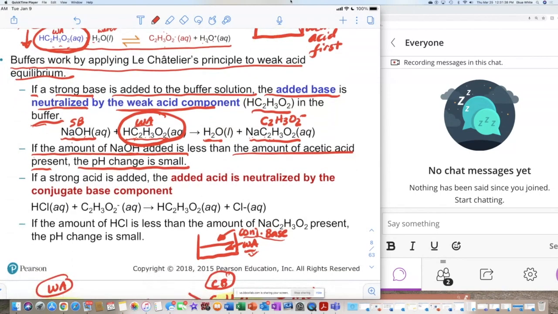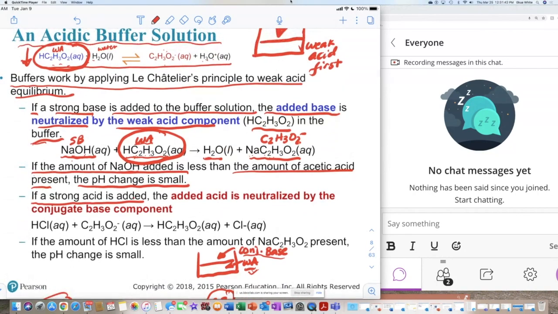And then the other scenario: if a strong acid is added, so now we're focusing on a strong acid. The strong acid can only be neutralized by a conjugate base, not another acid. If a strong acid is added, the added acid is neutralized by the conjugate base component. This time, this is the one that's reacting. This is how they show you how the story plays out. This is the threat that was added, the intrusion, strong acid. Here's the conjugate base reacting with it to form this and that.